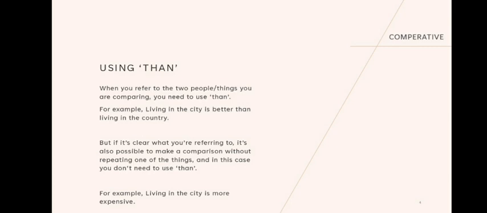Next is using than. When you refer to the two people or things you are comparing, you need to use than. For example, living in the city is better than living in the country. But if it's clear what you're referring to, it's also possible to make a comparison without repeating one of the things. And in this case, you don't need to use than. For example, living in the city is more expensive.